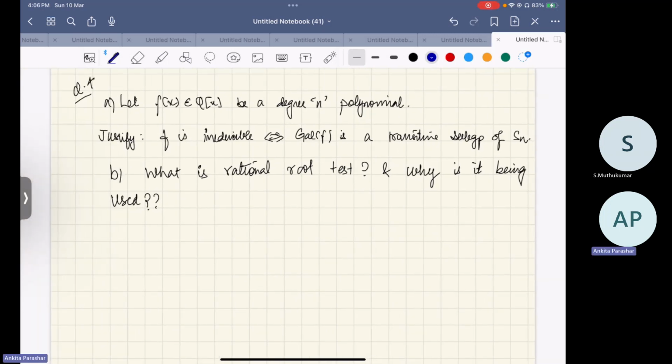Suppose we have a polynomial in Q[x] of degree n. Can we justify the fact that the polynomial is irreducible if and only if its Galois group is a transitive subgroup of Sn? We have been using this result, but I find the proof quite interesting, so I felt it should be discussed again.